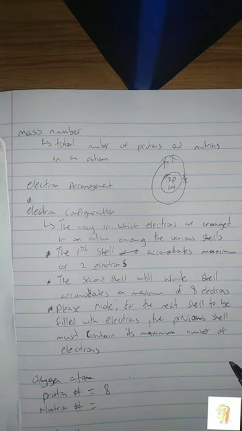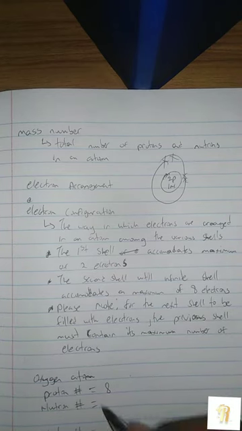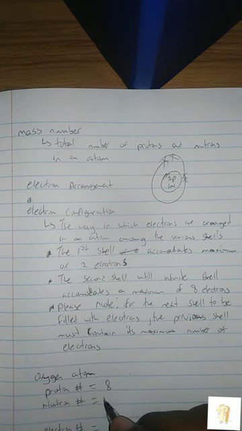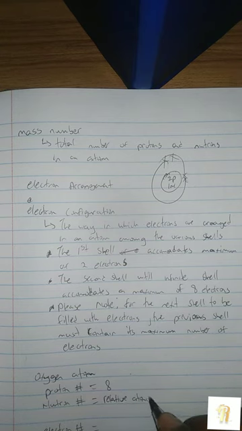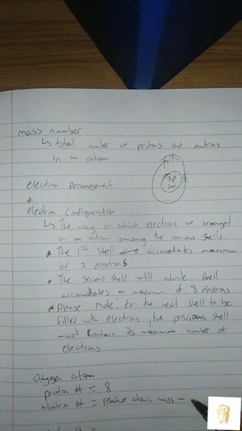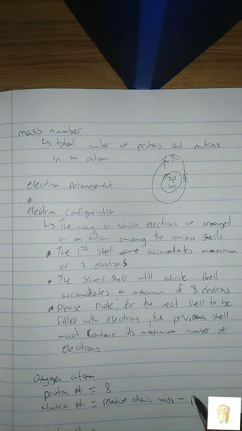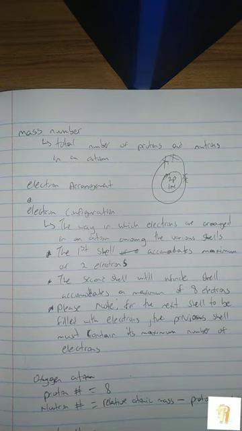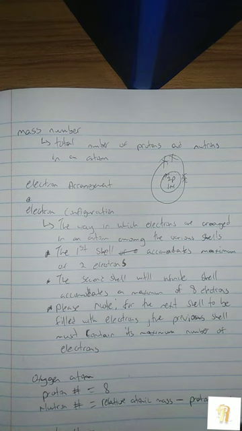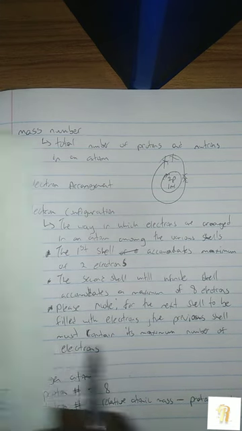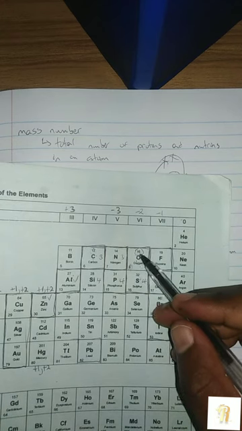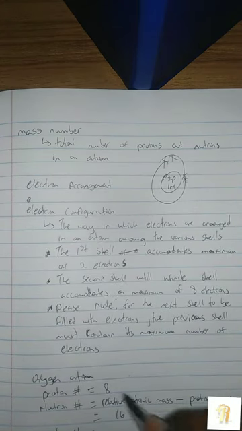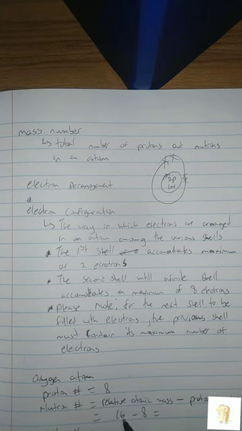Then how do we find the number of neutrons? We find the number of neutrons this way: we say the relative atomic mass minus the proton number. So in this case, oxygen, for example, our relative atomic mass is 16, which means it's 16 minus our proton number, which is 8, so our neutron number is equal to 16 minus 8, which is 8. So our neutron number is 8.